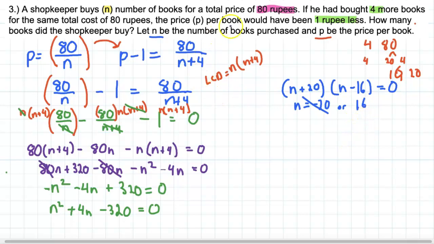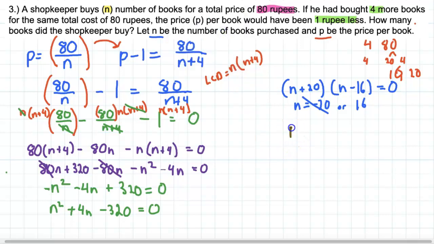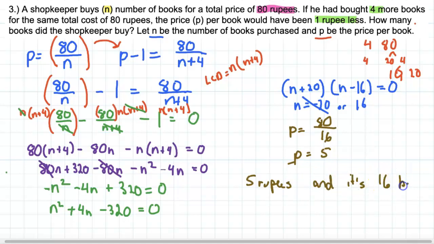Yeah, we got that. And then what's the price? The easiest way to find out is p equals 80 over n. So p is equal to 80 over 16, and we know what that is. So p is equal to 5. It's 5 rupees per book, and it's 16 books.